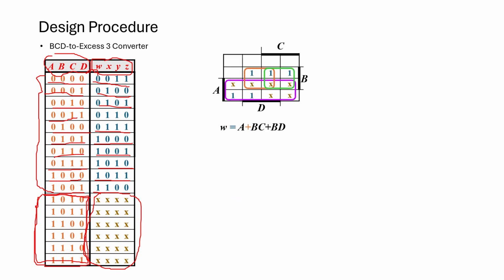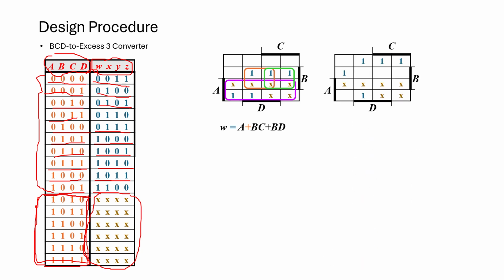Here we have a 4-bit variable ABCD as the 4 input variables. As a 4-bit variable, we have to use a 16-cell K-map. By using the 16-cell K-map, we can find the simplified answer for WXYZ, I mean the XS3 code converter. So we have to get the simplified answer for WXYZ in terms of the input variables ABCD. First, we do this for W, the first K-map for W.